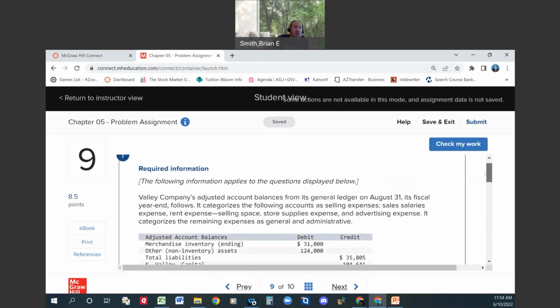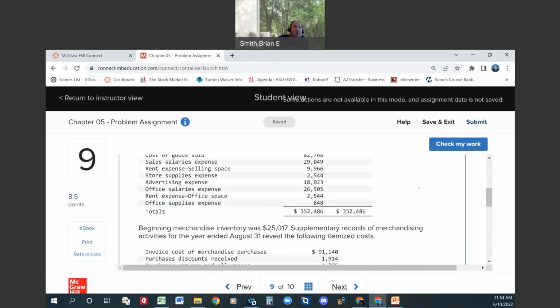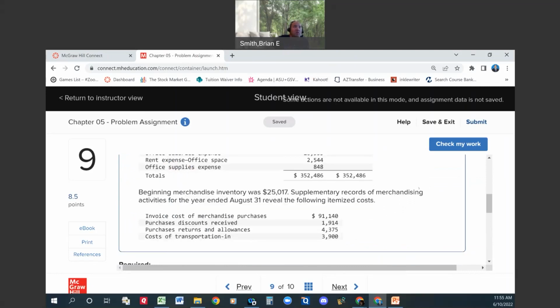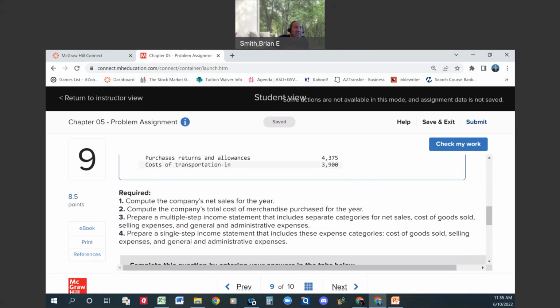Valley Company's adjusted account balances from its general ledger on August 31st, its fiscal year, are as follows. It's categorized the following accounts as selling expenses, salary, sales, and so on. Beginning merchandise inventory was $25,017. Supplementary records of merchandising activities for the year ended are there. Compute the company's net sales for the year.